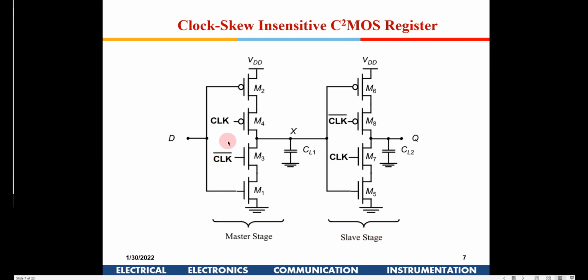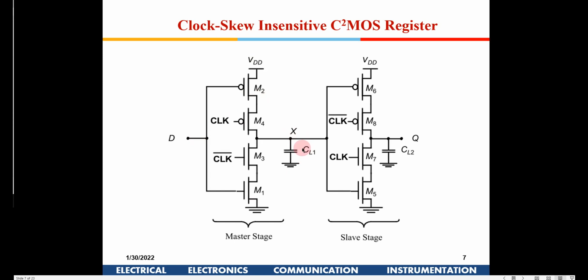When the clock is low, you will find this clock is low. So this gets switched on, this is also getting switched on. So this acts like an inverter. So whatever data is available here will be sampled, and it is available at node X.